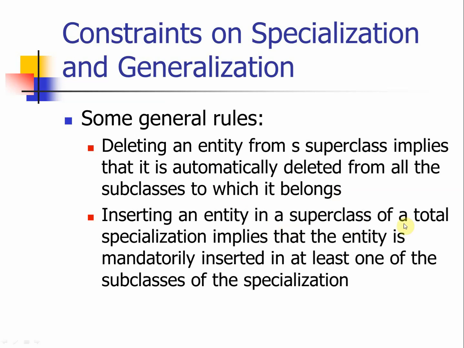Inserting an entity in a superclass of a total specialization, which means it's a double line, means they have to participate in some subclass. So in this case, if you try to insert a new entity into this kind of entity, it is mandatory to insert it into at least one of the subclasses of the specialization because it's a total participation.